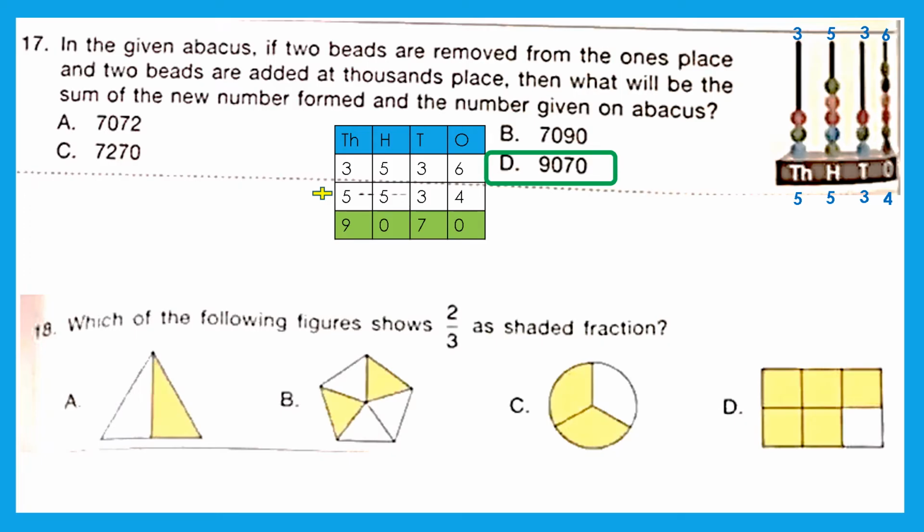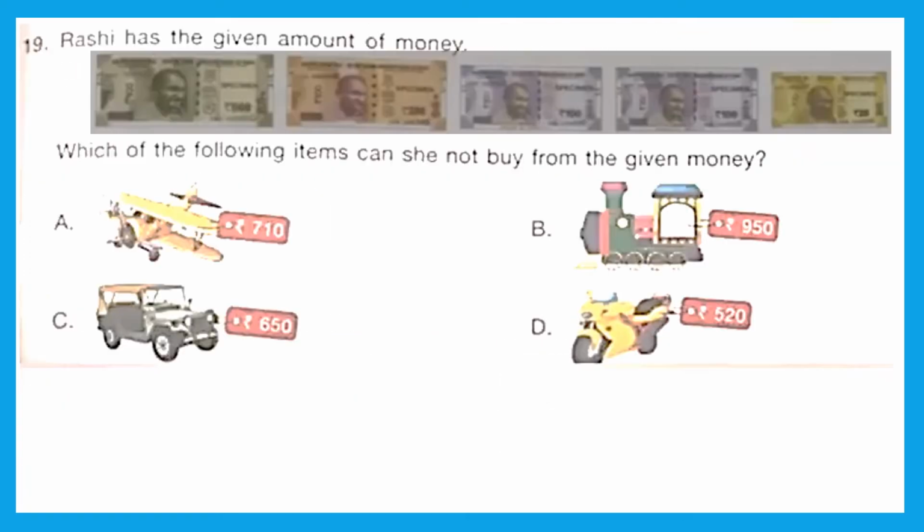Now let's see which one has 3 parts. The figure is divided in 3 parts, and that is only C. So C is divided in 3 parts, and out of 3, 2 are shaded, and that is the meaning of fraction. It is 2 by 3. So option C is the right answer.